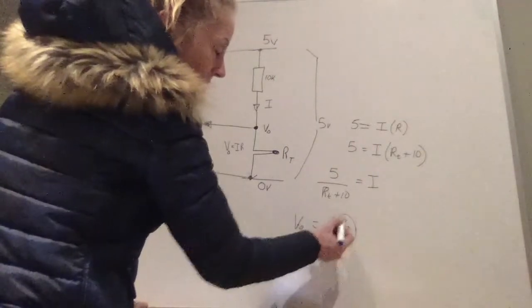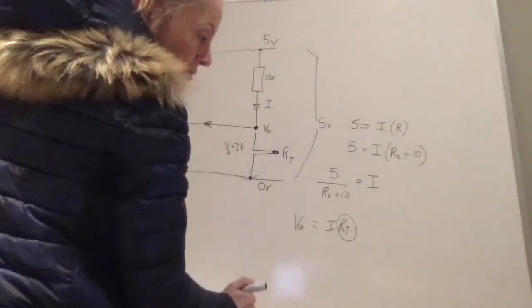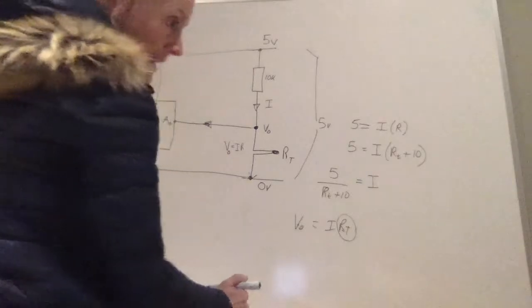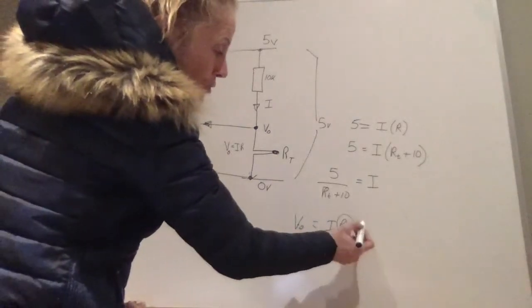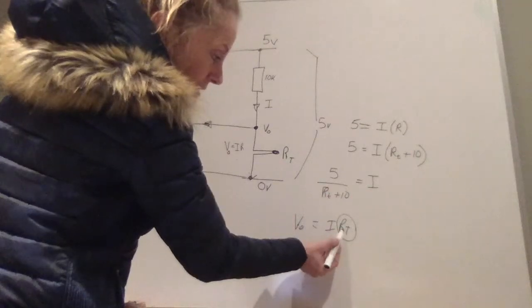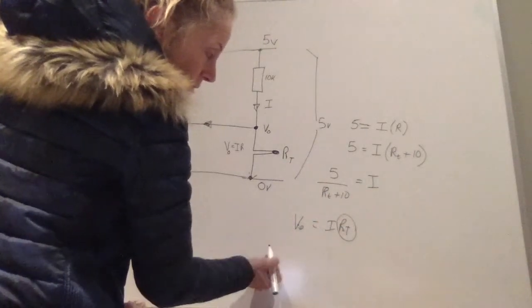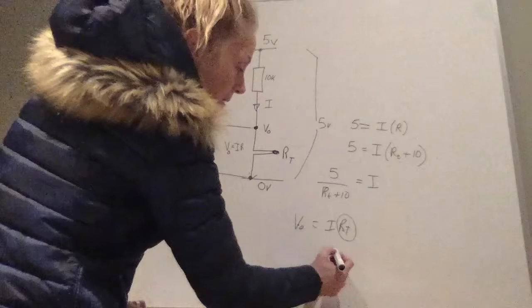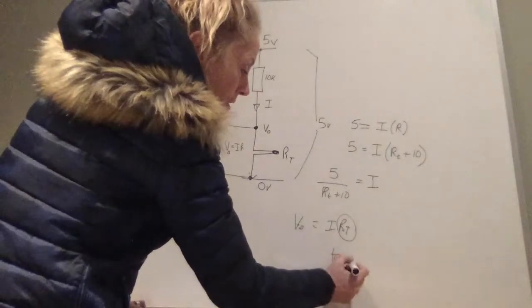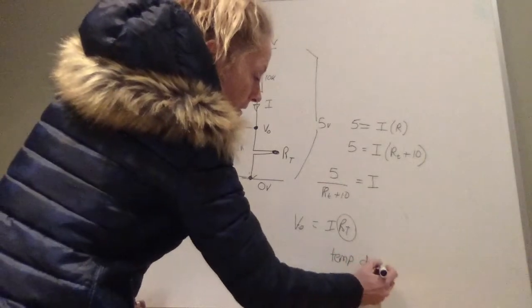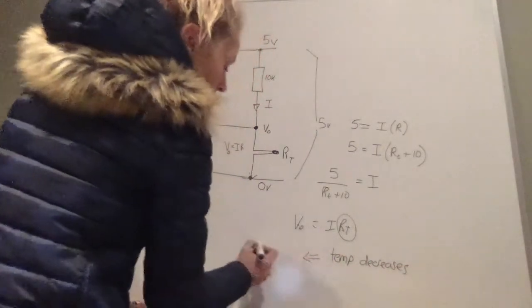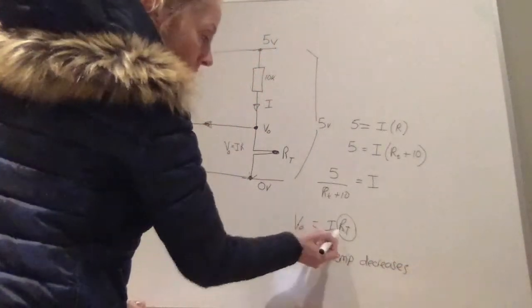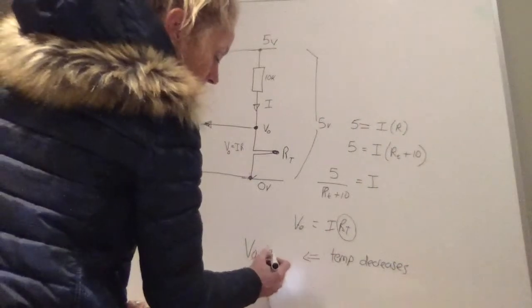Now, remember what we said. What makes a thermistor resistance go up is the temperature going down. So what we're really saying is, if the temperature goes down, the resistance goes up and the voltage goes up. So think about that. Temperature decreases, that means that the output voltage increases.